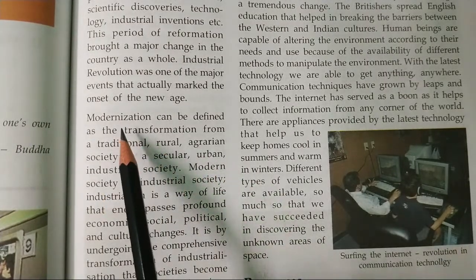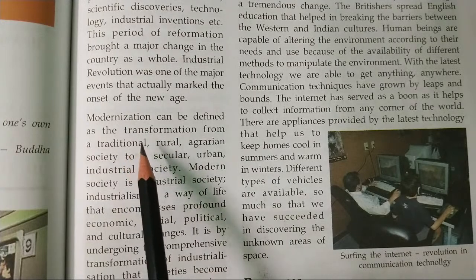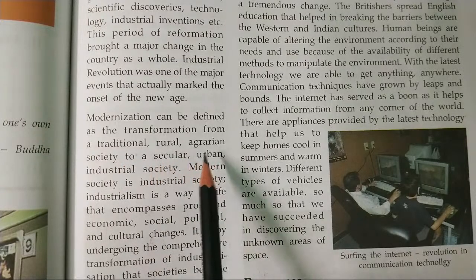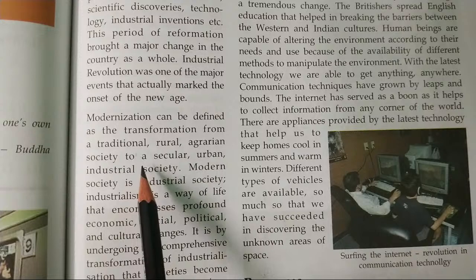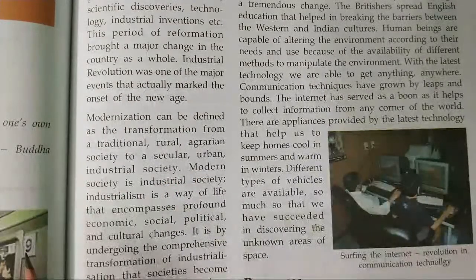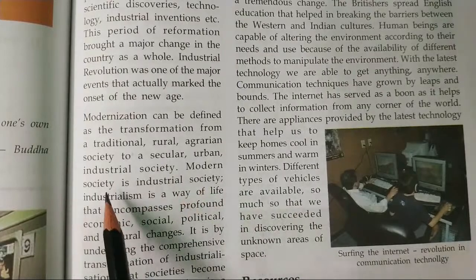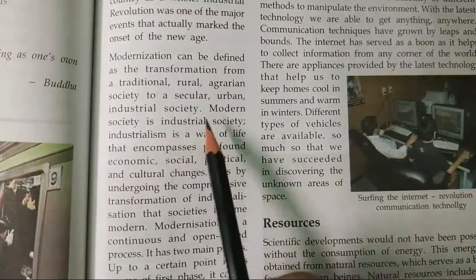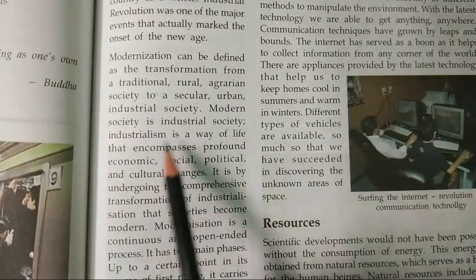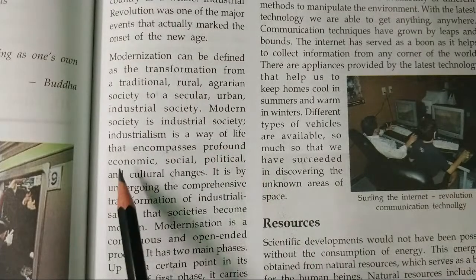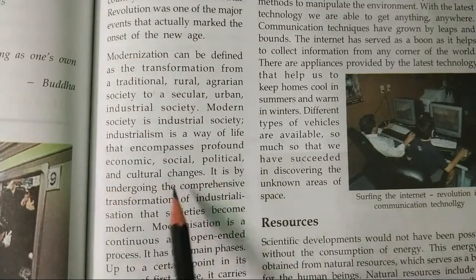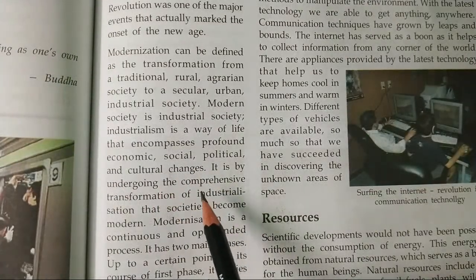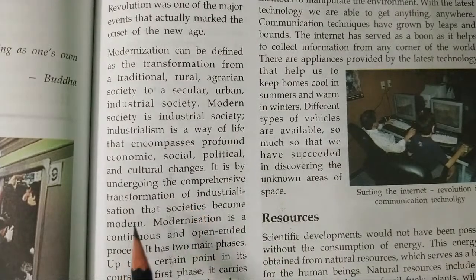This is the definition. Modernization means a person changing from a traditional, rural, old agrarian society to a secular urban industrial society. And what do we call modern? A modern society is a society in which there are industries. Industrialism is a way of life that makes a profound economic, social, political and cultural change. So we say that we are living in the modern age.